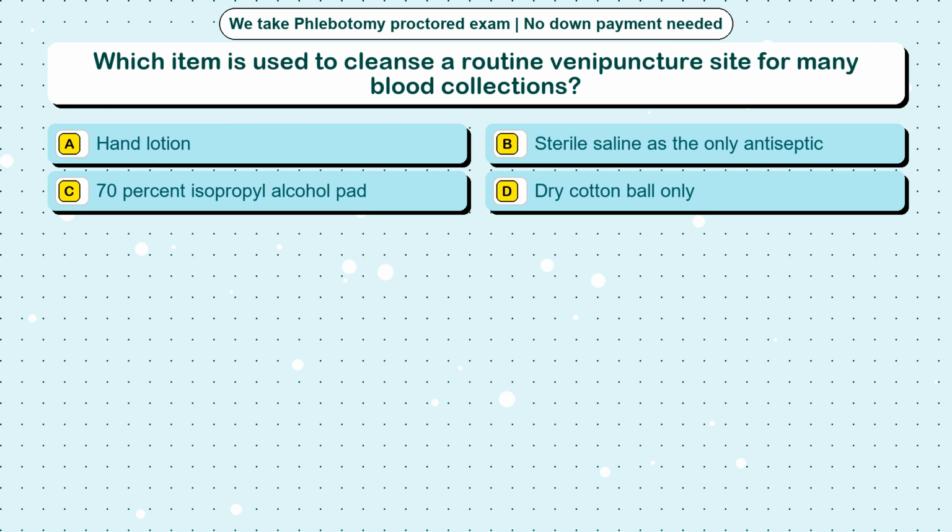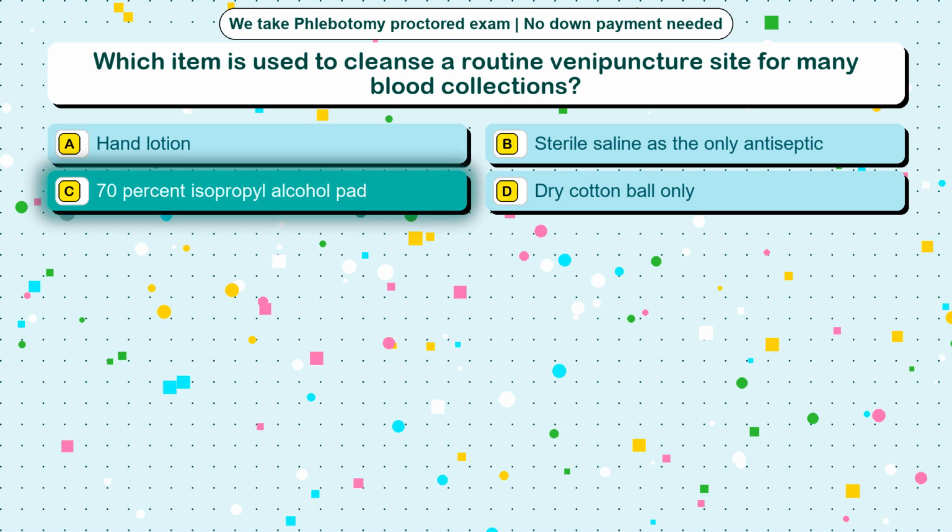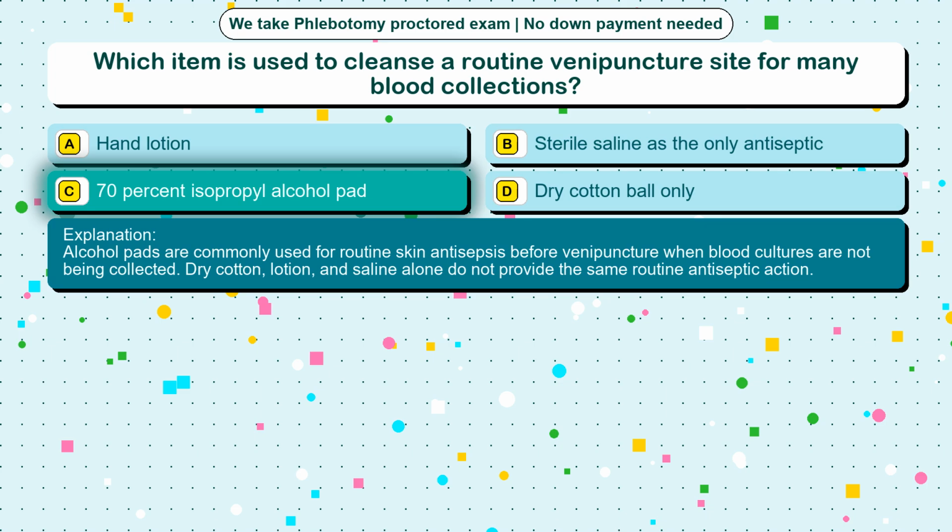Question 88. Which item is used to cleanse a routine venipuncture site for many blood collections? Option A, hand lotion. Option B, sterile saline as the only antiseptic. Option C, 70% isopropyl alcohol pad. Option D, dry cotton ball only. The correct answer is option C, 70% isopropyl alcohol pad. Alcohol pads are commonly used for routine skin antisepsis before venipuncture when blood cultures are not being collected. Dry cotton, lotion, and saline alone do not provide the same routine antiseptic action.